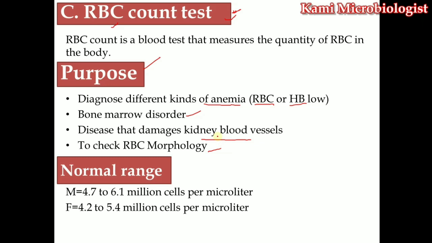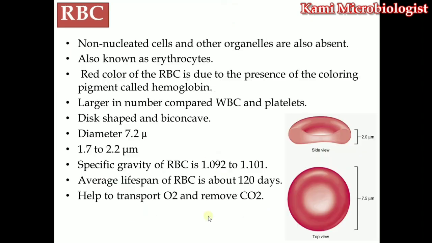The normal range of the RBC count in males is 4.7 to 6.1 million cells per microliter, and in females it is 4.2 to 5.4 million cells per microliter. In females the count is a little bit less compared to males. It is due to the menstrual cycle.